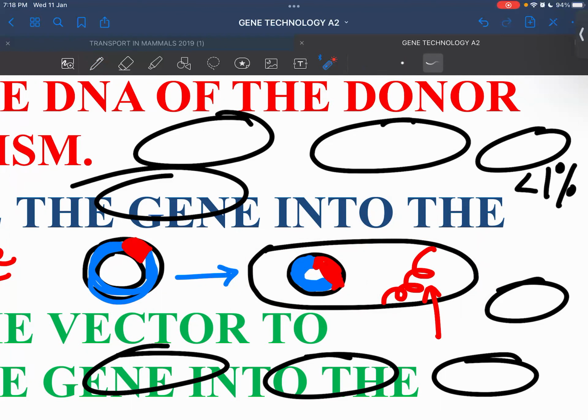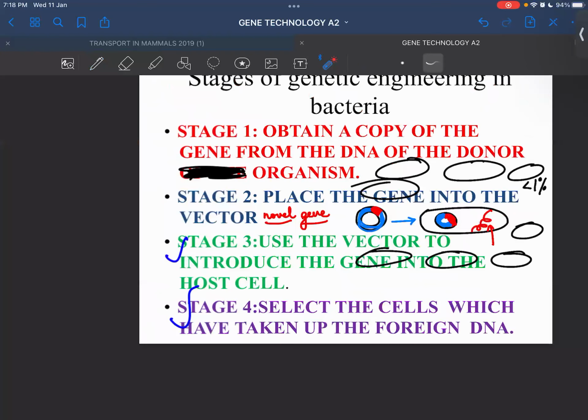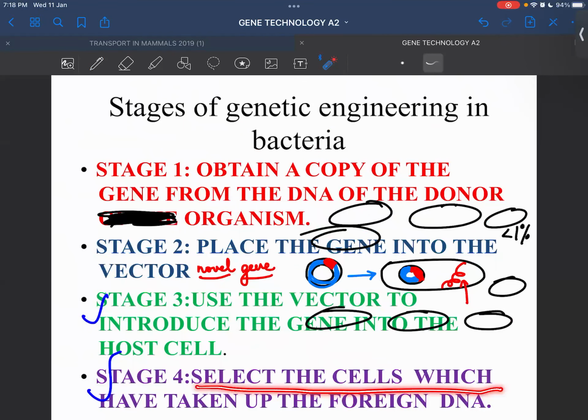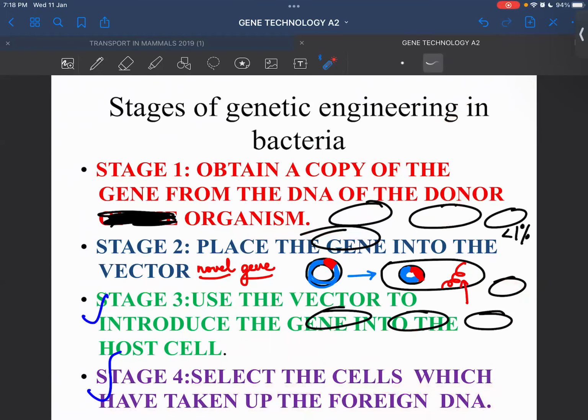Now what is your task? The fourth task is written: you have to select those bacterial cells which have taken up the foreign DNA. You have to remove this bacterium, this one, this one. If you grow all the bacteria in the fermenter, you will clog the fermenter. Do you understand? It's going to incur heavy costs if you are doing it on a large scale in a pharmaceutical company.